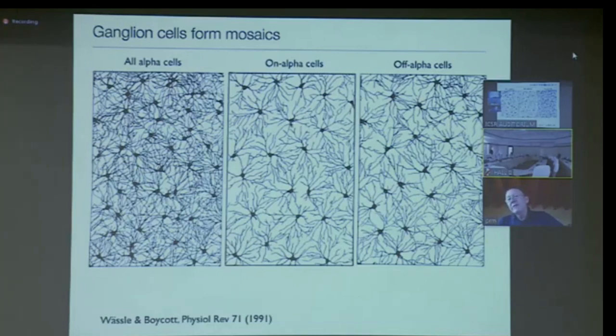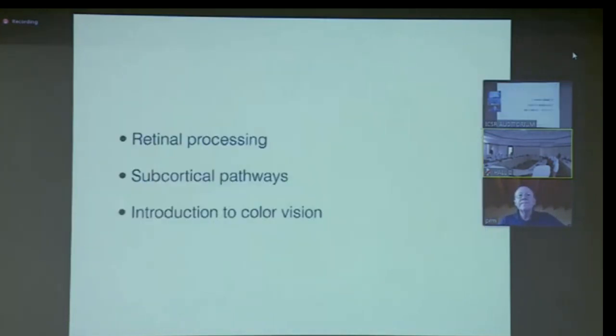And so this has two consequences. One is that the cells are arranged in a quasi-hexagonal array, and that each point on the retina will activate at least one on cell and one off cell. So this is the basis of parallel processing in the visual system. In this case, the parallel nature is between on and off cells. And now I'm going to increase the dimensionality of the system even further for you, as we go from the retina into subcortical pathways.